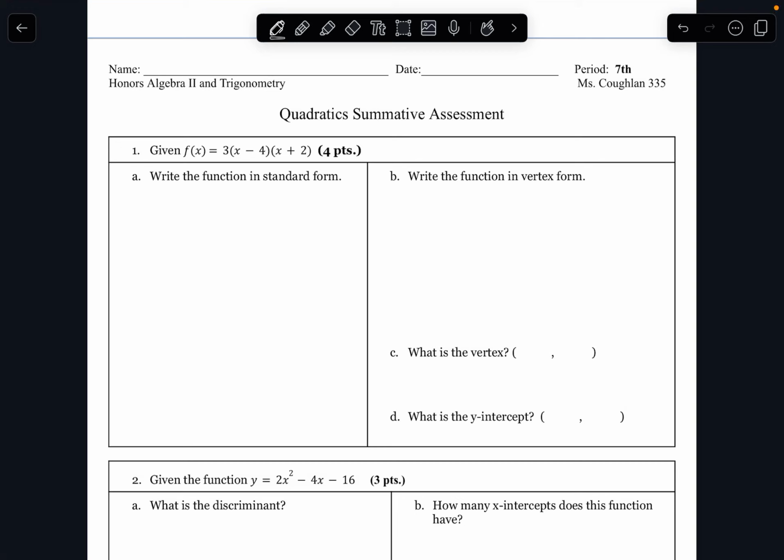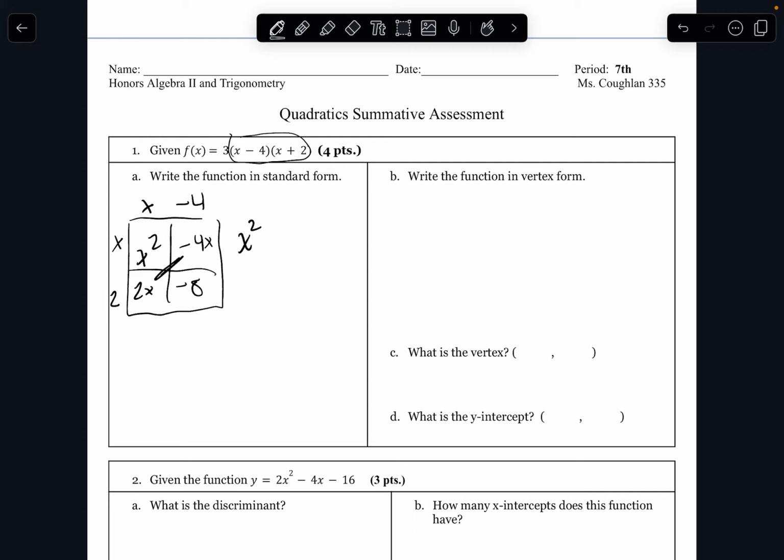Okay, for problem number one, we are given a function that is in factored form, and we have to rewrite it into standard form. So to do this, I'm going to multiply the two binomials together. You can use FOIL. I'm going to use a box or the area model. So I get x squared, negative 4x, 2x, negative 8. These are like terms. So the standard form is x squared minus 2x minus 8.